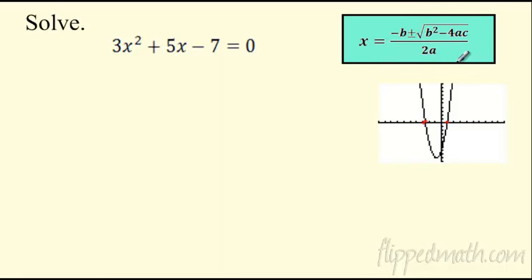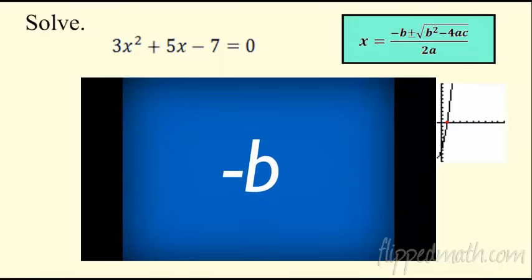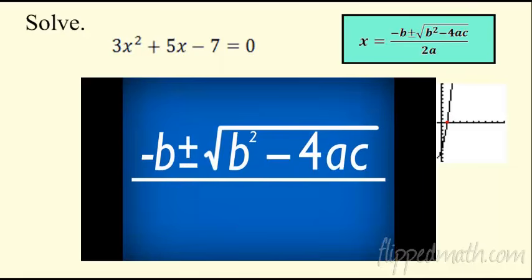It's kind of a nasty formula. Luckily, we've got a little catchy phrase for you. Here it is. Check it out. Plus or minus the square root of b squared minus 4ac. So you can remember it with Pop Goes the Weasel.